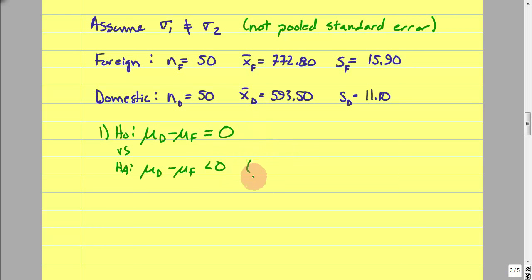Remember, there's another way that we can write this. This would be the same as mu d less than mu f. I'm looking to see if the average domestic payment is less than the average foreign payment, and that's where this difference comes into play. You can see this alternative hypothesis written as the difference or just with the less than. It's good to note what this actually means. Step 2, let's use a significance level of 0.01.